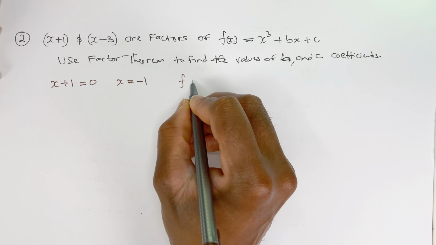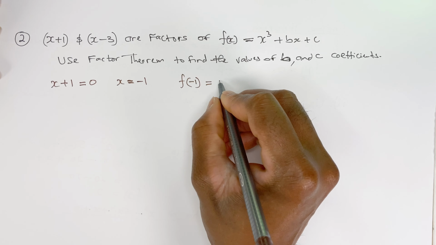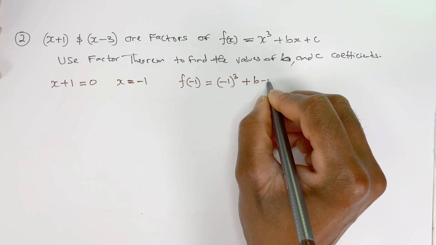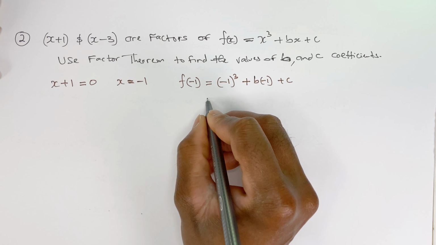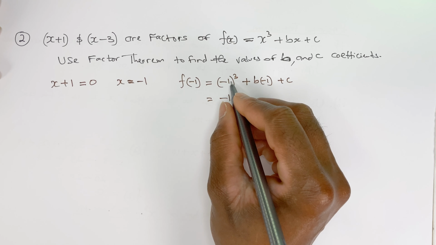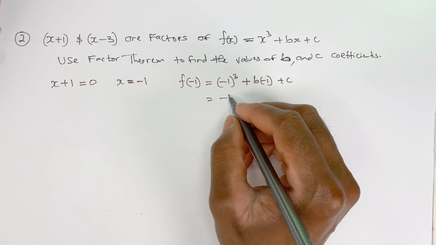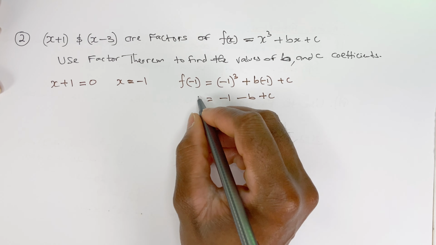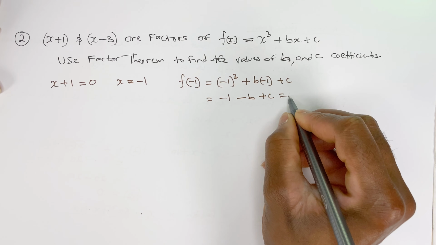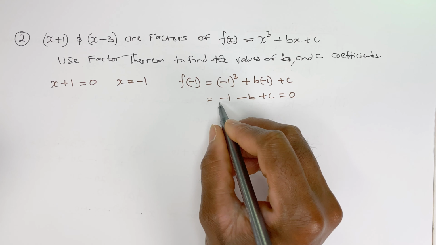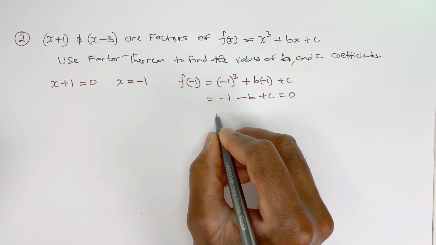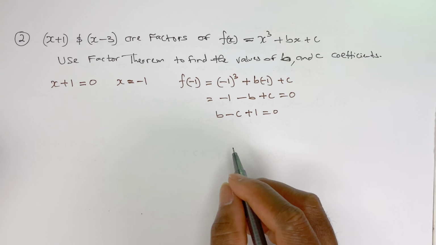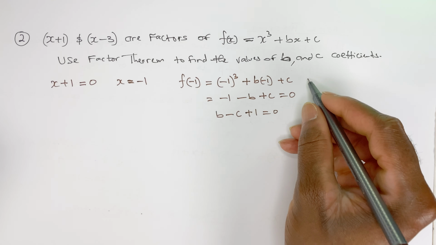So f of minus 1 will be equal to minus 1 cubed plus b times minus 1 plus c, and that will give minus 1, because minus 1 cubed is minus 1, because it's odd. If it's even, it will be plus 1. Then minus 1 times b is minus b plus c. And don't forget, this f of minus 1 is 0 because it's a factor. So that will be equal to 0. So that's our first equation. Multiply both sides by minus 1, for instance. We could get b minus c plus 1 equal to 0. So that's because f of minus 1 should be 0 if it's a factor.